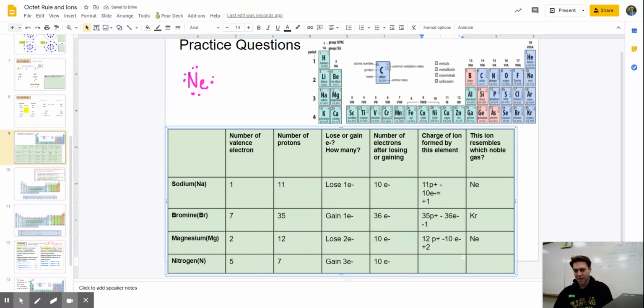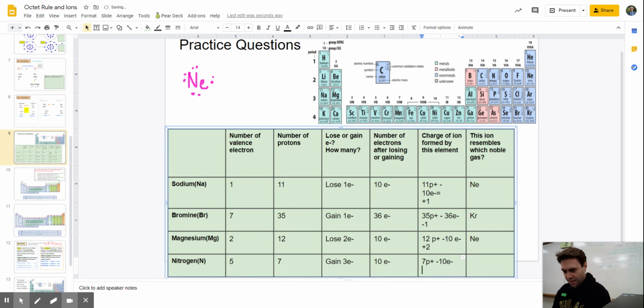Okay, now what does this look like mathematically? Well, how many protons do you have? You have 7 protons, right? And you have 10 E minuses, 10 electrons. 7 minus 10, and then you get a -3. All right, so again, which one does that look like? That looks like neon. Neon has 10 electrons, so Ne.